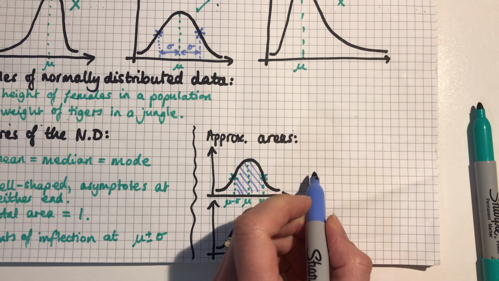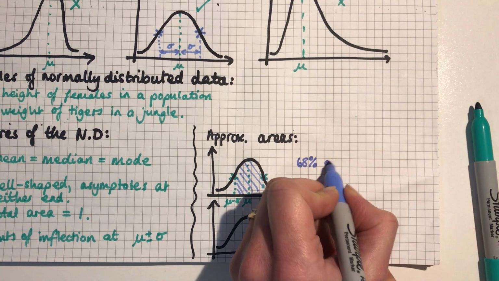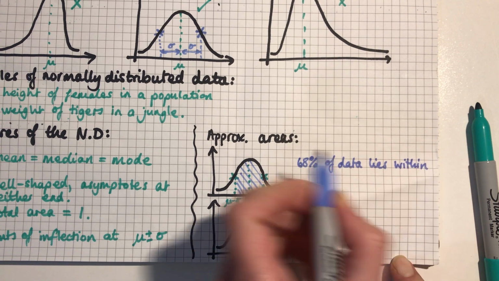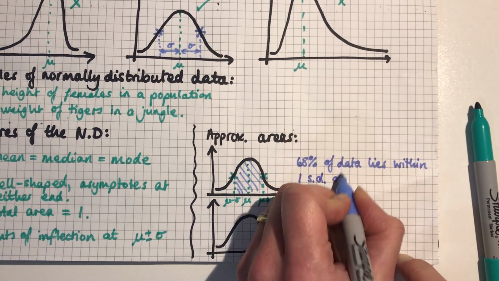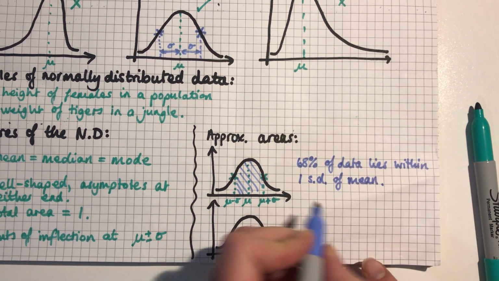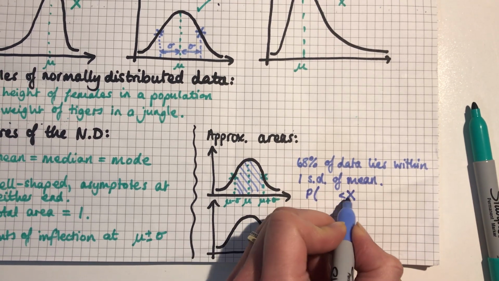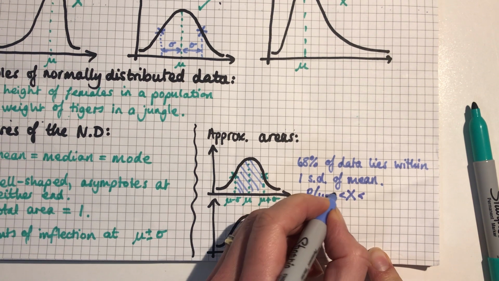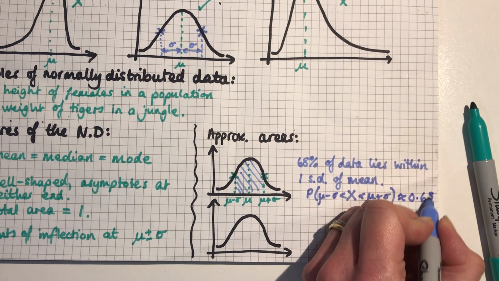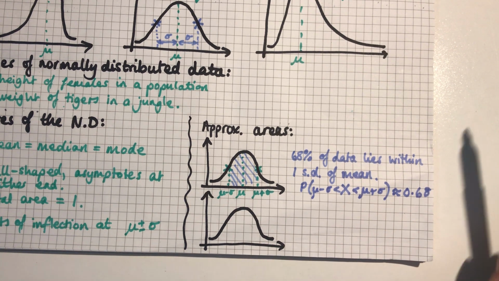So what we say is that, let's write it like this, 68% of the data lies within 1 standard deviation of the mean. We could write this more formally like this. We say that the probability that x is between mu minus sigma and mu plus sigma is approximately 0.68, like that.